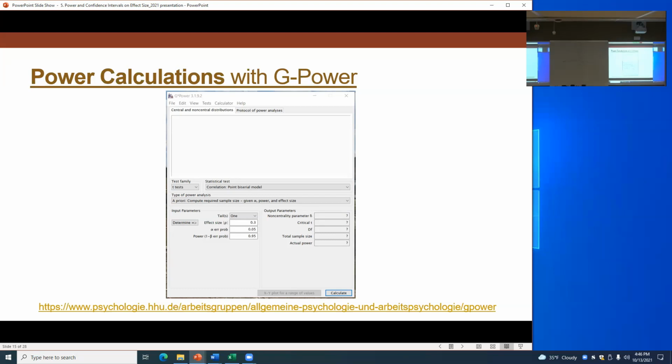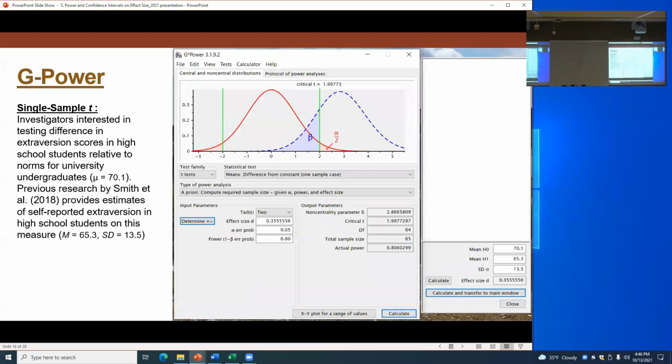Choose a one-tailed or two-tailed test, your effect size, your alpha level, and your power that you want. Okay, really easy, really straightforward. A nice, useful tool for identifying power for some more simple designs.